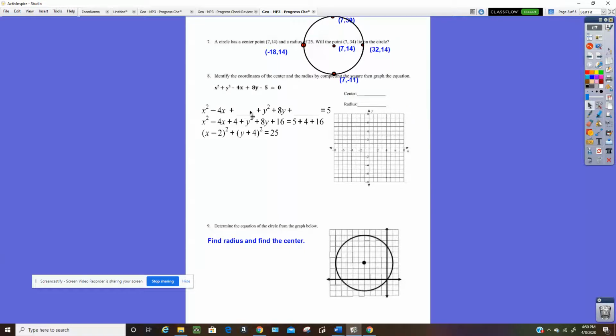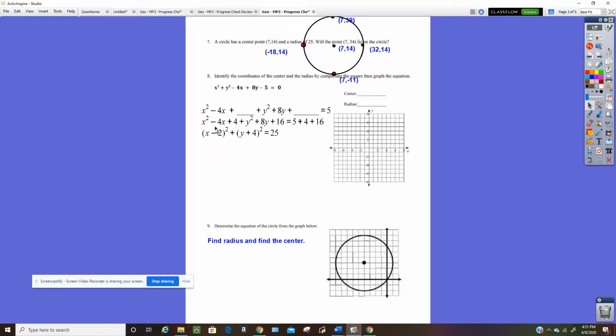And then number 8, complete the square. So first thing you do is add 5 to both sides. So you get this 5 over here. And then you're going to gather the x terms together, gather the y terms together, and leave a blank space because that's where you're going to complete the square. So divide 4 by 2, you get 2. Squared is 4. And then here, 8 divided by 2 is 4. Squared is 16. Since you added 4 and 16 on the left, you have to add it on the right.